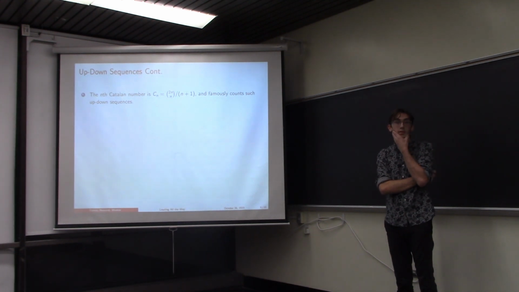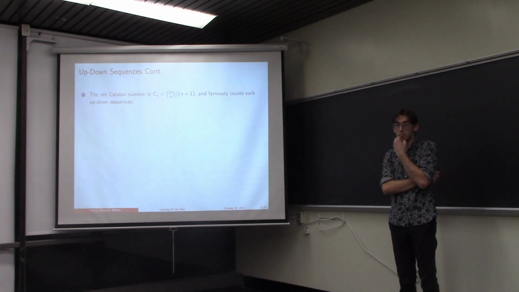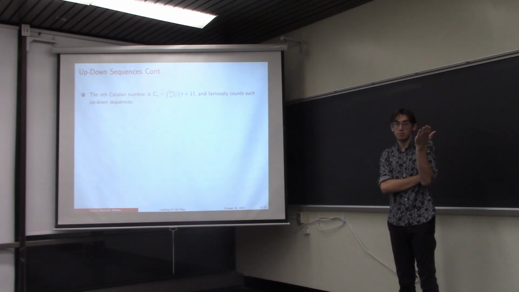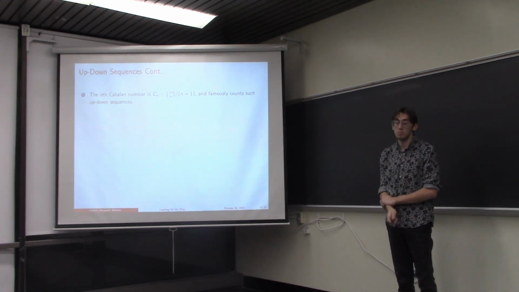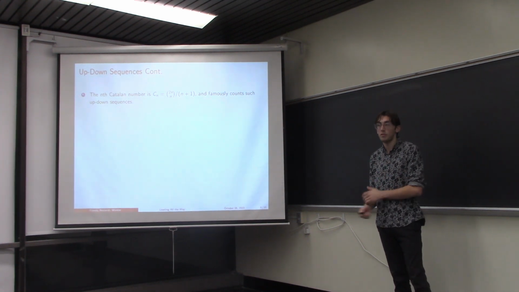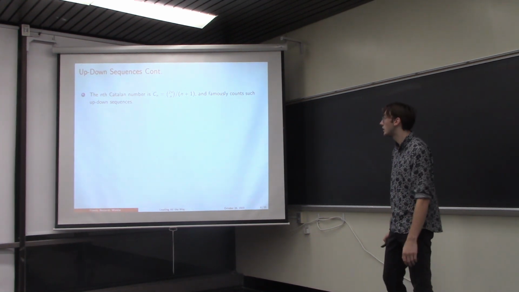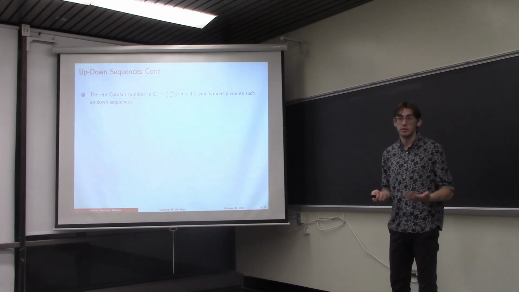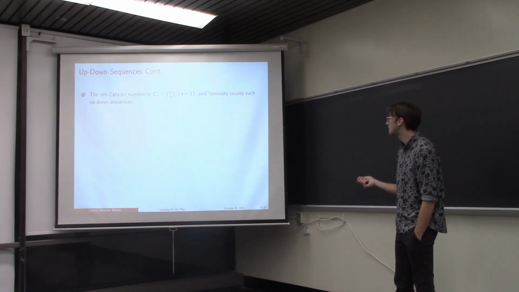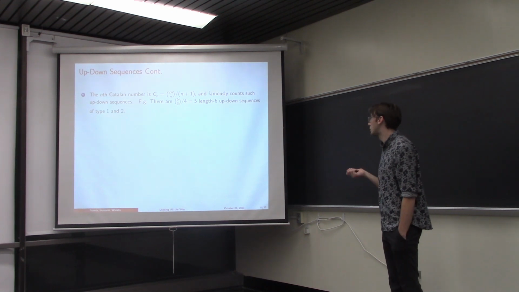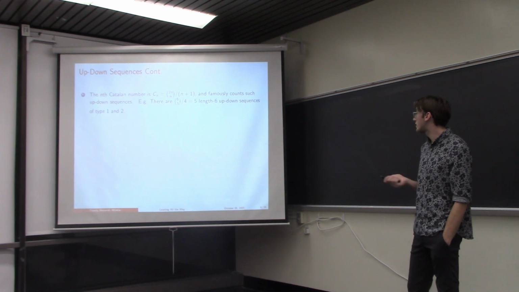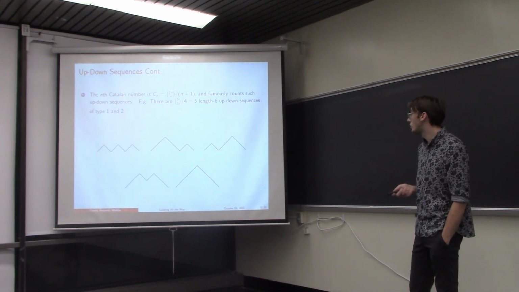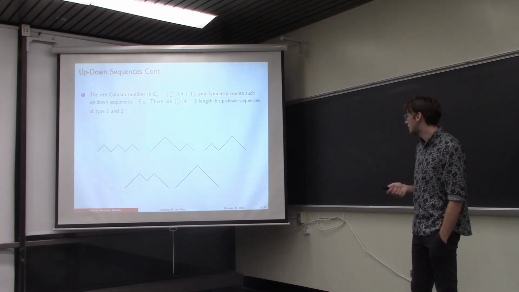If you want to prove this, you can set up a recurrence relation with the C_n's and show that this number satisfies the same recursion that the paths must satisfy. That's how you can establish it. Or you can do some business with generating functions and figure out coefficients. But I'm not going to do that, so here's just an example. There are 6 choose 3 over 4, so that's 5 length 6 up-down sequences of type 1 and 2. So these sequences all stay non-negative and start and end on the x-axis.